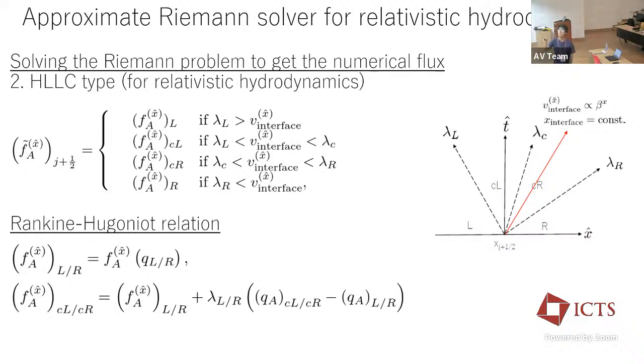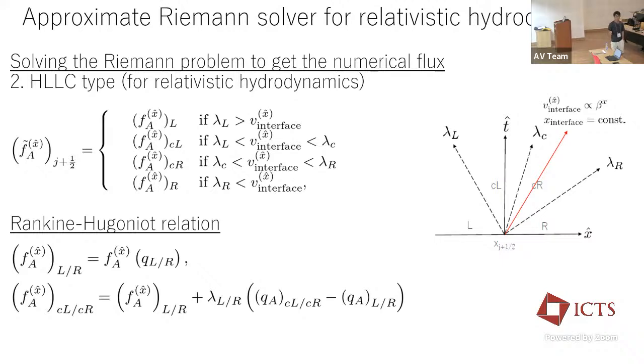But in the general relativistic case, if the interface velocity is something like this, the next step should be given as the CR state, right? So this is the schematic picture of this. And the final option is, if the right propagating wave speed is smaller than the interface velocity, the final state should be given by the physical flux of the R state. Okay. Then the next task is to relate this CL state flux and the CR state.